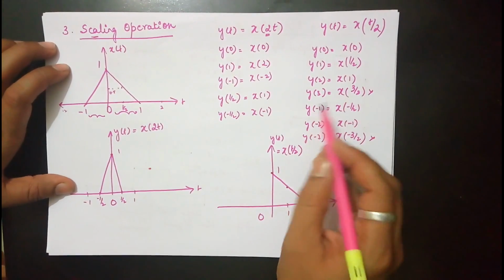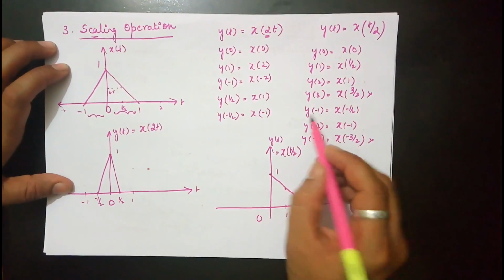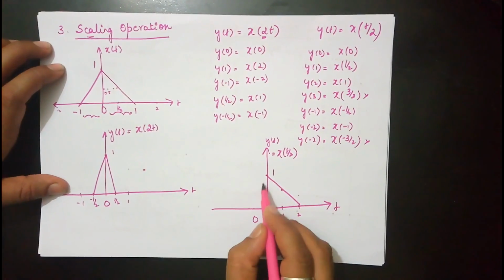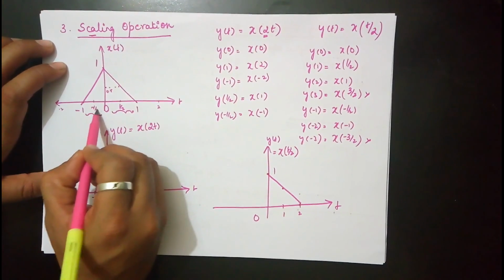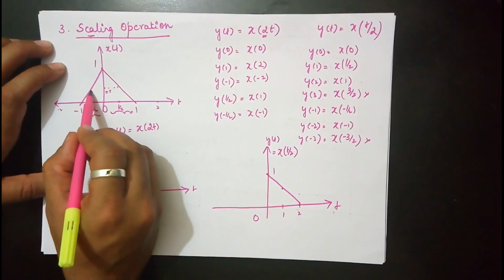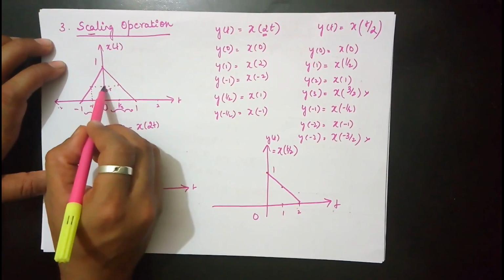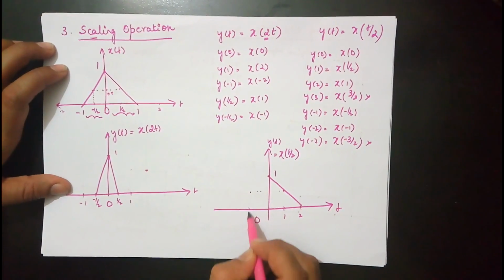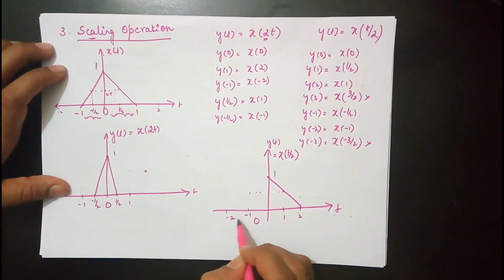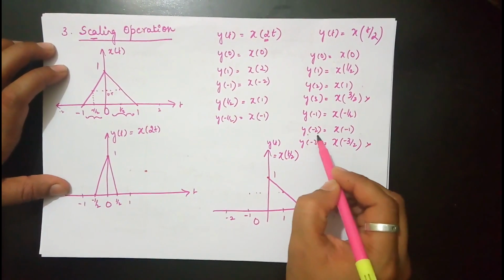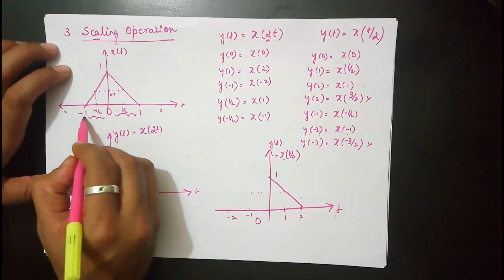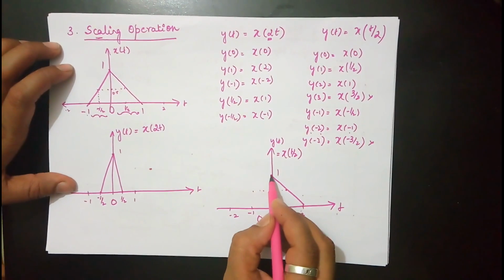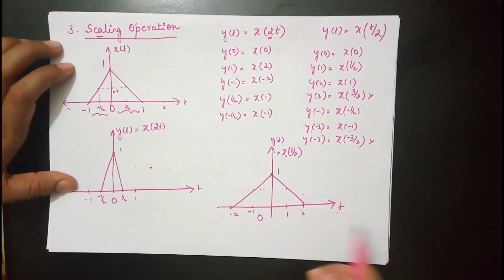And if I plot the other side of t equal to 0, that is y of minus 1 is x of minus half, and x of minus half again is what? A 0.5 value amplitude. So 0.5, that will be coming here at minus 1. At minus 2, y of minus 2 is x of minus 1. X of minus 1 is again 0. So I'll be getting a waveform like this.